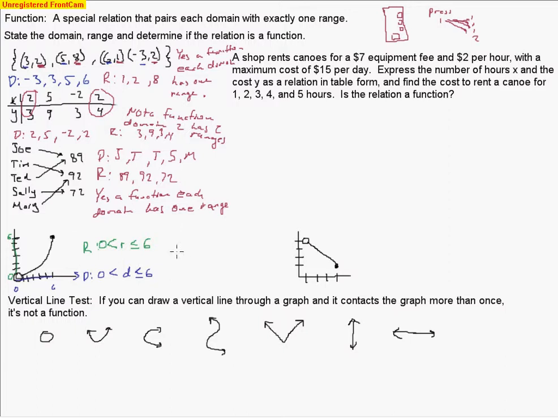Now, is this a function? We would say yes. It's a function because each of these domains has one range. If it were not a function, we would see the line go straight up. So it would have one here, but then it would have one exactly above it here. So yes, each domain has one range.